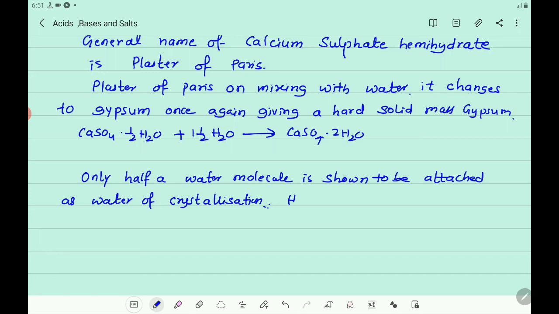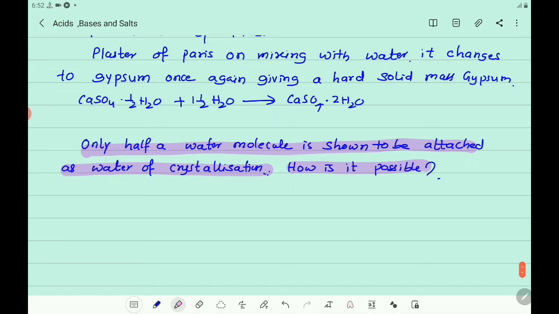How is it possible? How does the water molecule become half here? Only half a water molecule is shown to be attached as water of crystallization. You know there is no existence of half a molecule of water, but here we have taken half a molecule of water for plaster of Paris. It is written in this form because two formula units of CaSO4 share one molecule of water.